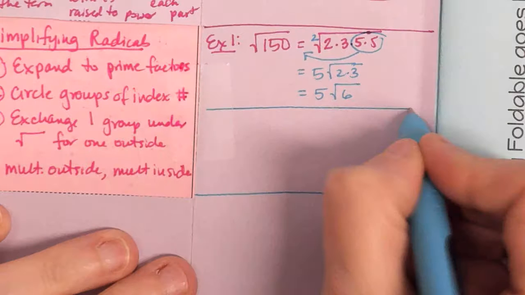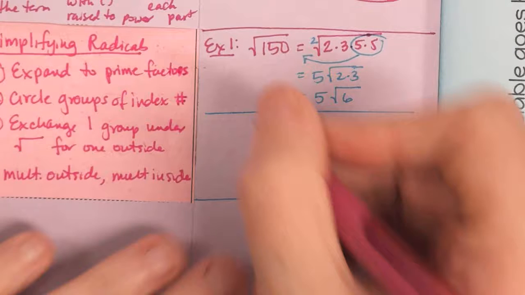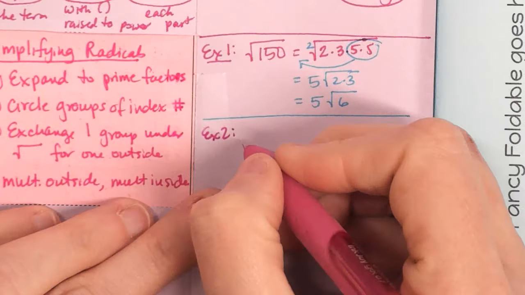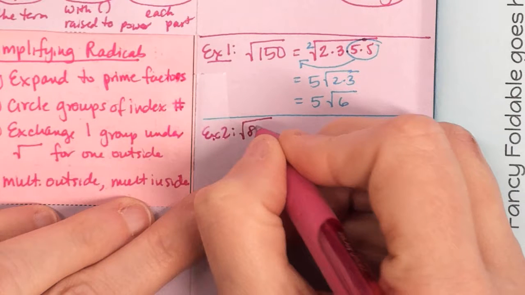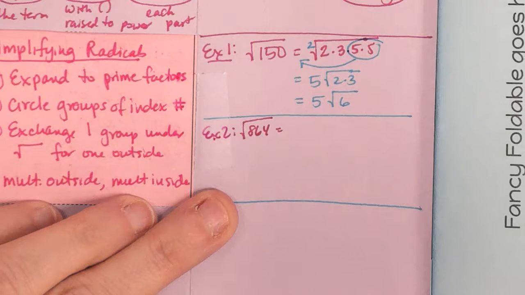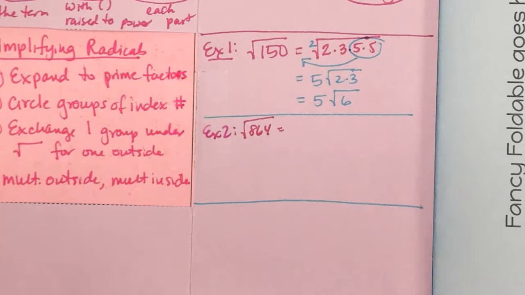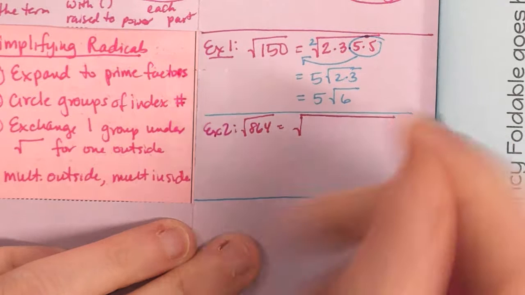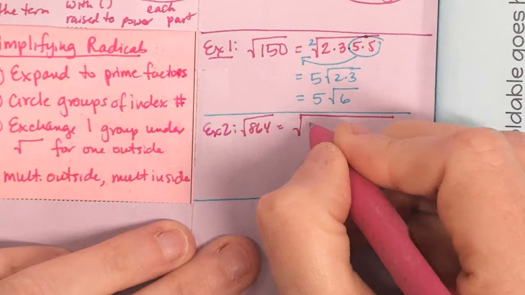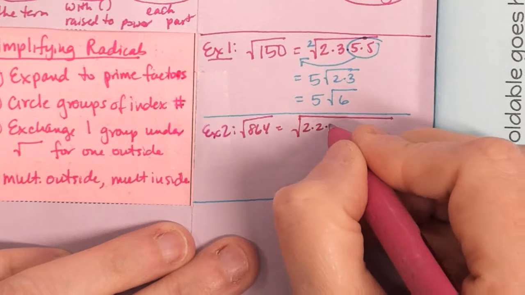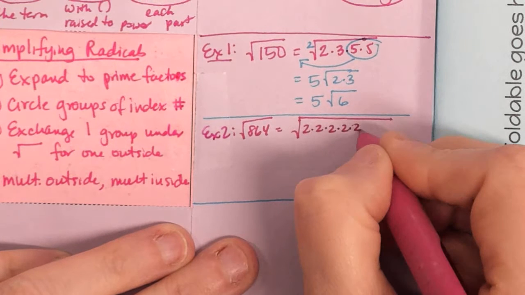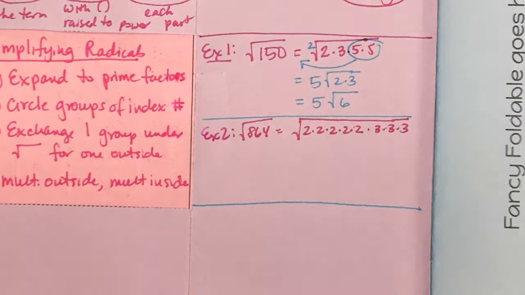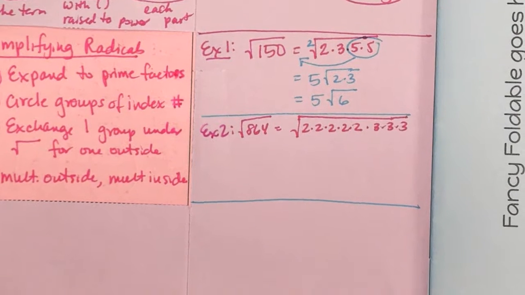And I am most definitely going to give you the prime factorization of this one. Example 2. Square root of 864. Okay. Square root of 864, the prime factorization, and again, I don't think you'll see anything this tough, is 2 times 2 times 2 times 2 times 2, that's 5 2's, times 3 times 3 times 3. So 5 2's, 3 3's. Okay?